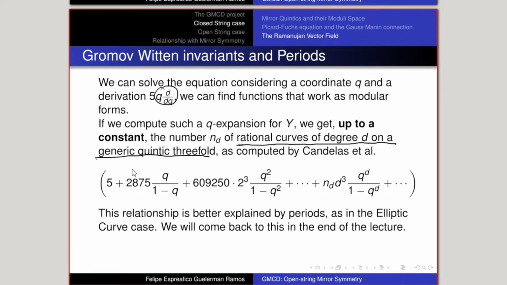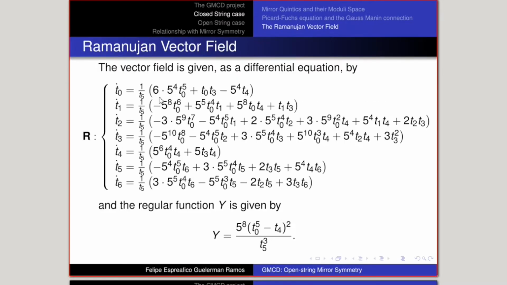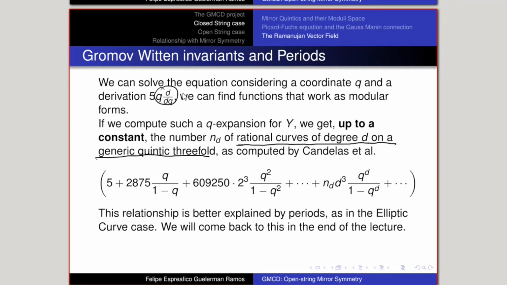So in the end, I'll try to explain why exactly we are solving this equation in a coordinate Q. Because this is kind of arbitrary, right? We have these differential relations, which is actually a vector field, and there's no reason for us to choose a coordinate like this and solve it. There's no reason to do this. So in the end, I'll try to explain a bit why this makes sense.